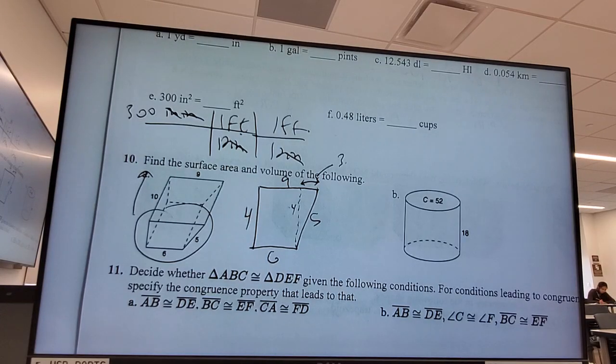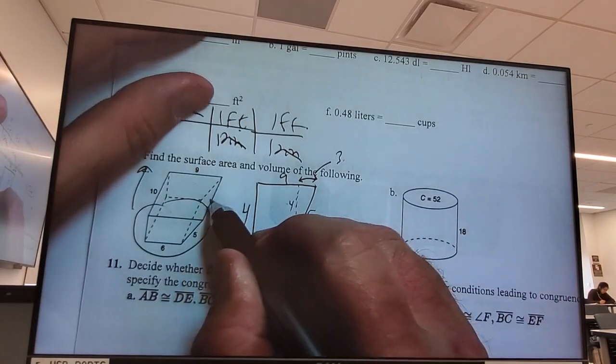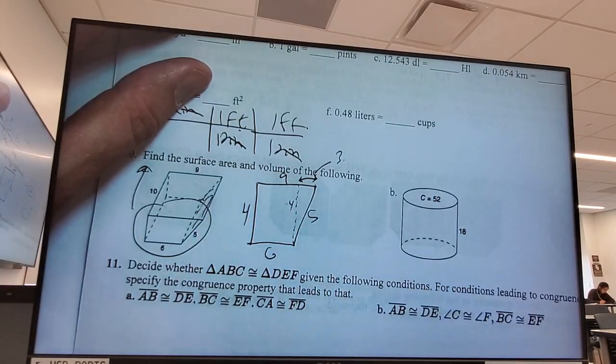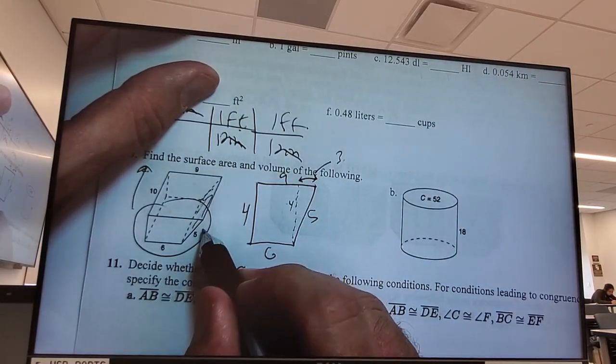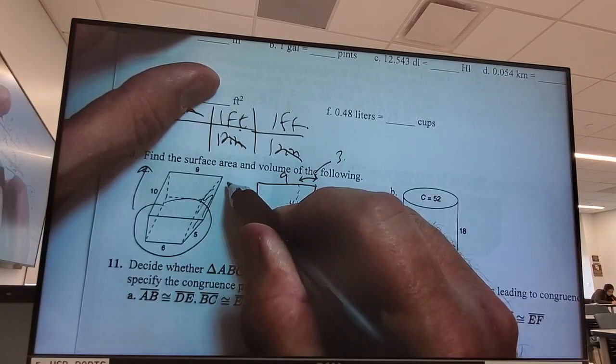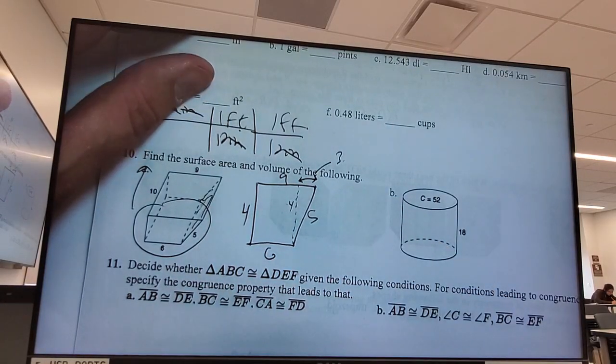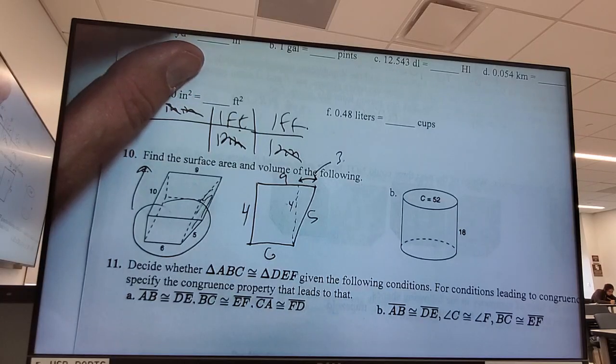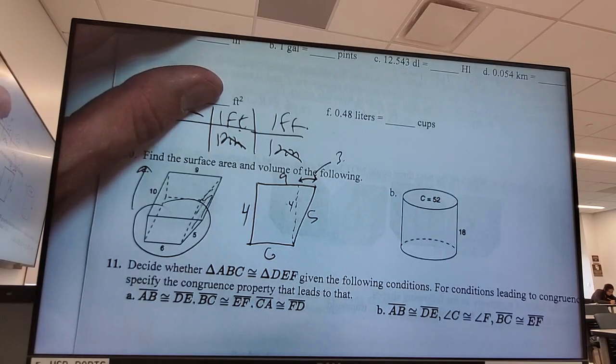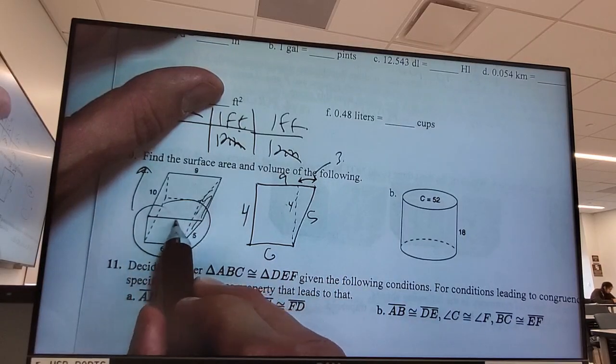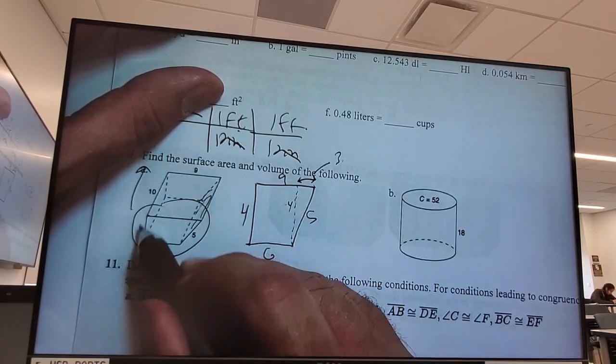So the two bases are trapezoids here and there. So let me ask you this. What are the dimensions of this rectangle face here? This rectangular face right there, this one. What's the dimensions of that rectangle? This rectangle right here. Well, it's 5 by 10. Yes? And then this one is 9 by 10, and this one is 4 by 10, so forth.